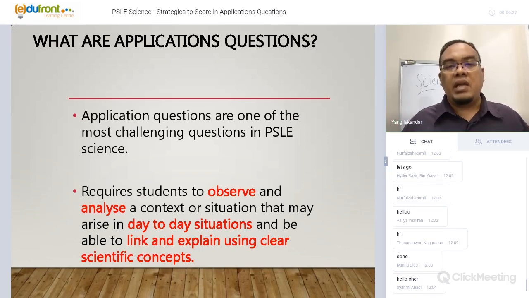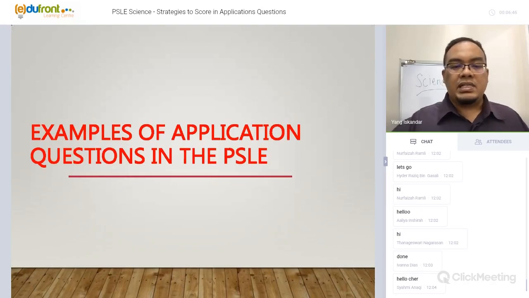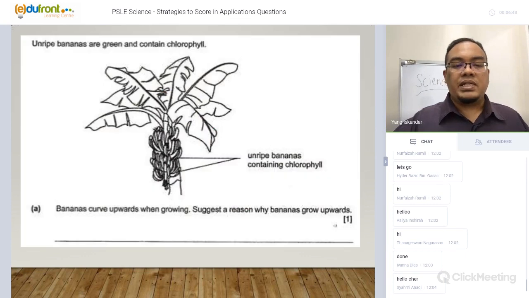You are not able to link the context or situation given to you to the right topic and right concepts and be able to explain fully. Later I'll show you some examples of past PSLE application questions. All right, so these are some of the application questions.